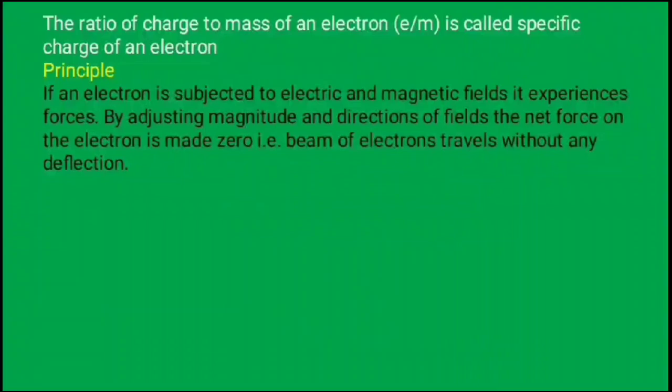It is denoted by e/m, where e is the charge of an electron and m is the mass of an electron. The specific charge of an electron is a constant quantity. This experiment is based on the principle that if an electron is subjected to electric and magnetic fields, it experiences forces. But by adjusting the magnitude and direction of the fields, the net force on the electron is made zero. That is, the beam of electrons travels without any deflection.